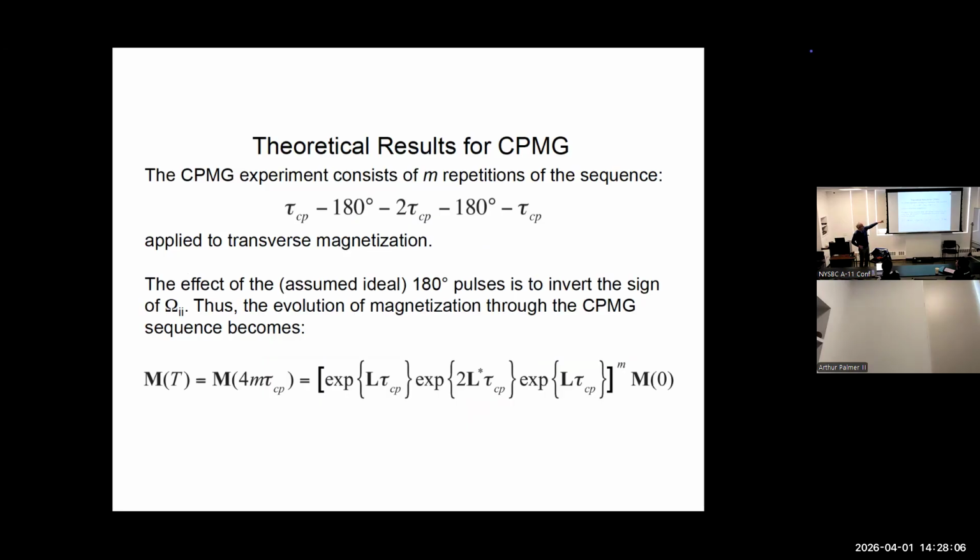One thing to be careful of when you're reading the literature is that there is no fixed rule about whether, as shown here, the time between 180s is tau CP, or whether that's 2 tau CP. So you have to read what the authors mean carefully, because I could easily have written this as tau CP over 2, 180 degrees, tau CP, 180 degrees, tau CP over 2. So there can be a factor of 2 difference from paper to paper as to how tau CP is defined. And you just have to be wary of that.